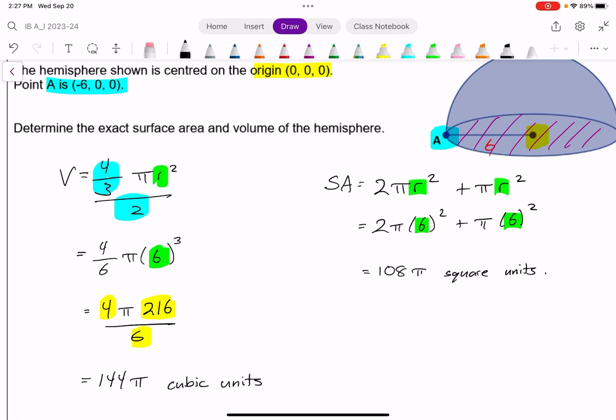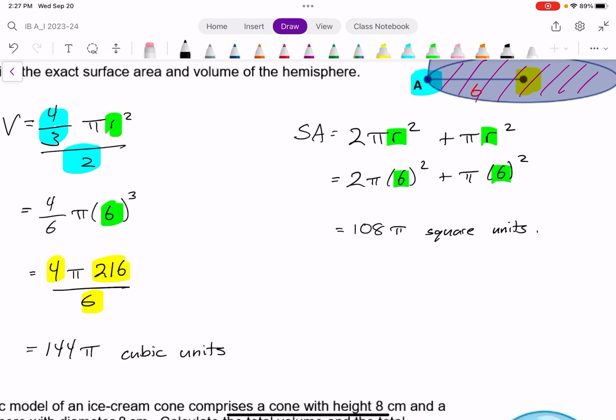So mathematically, answers like this, 108 pi and 144 pi, are quite often considered better than a decimal approximation because they are exact, there's no rounding, and they tend to be a bit cleaner. In practice, though, if we want to use a value, we want to decimalize them. If I have to measure something, I'd rather know how many centimeters it is as a decimal than 24 pi. So it depends on the context.